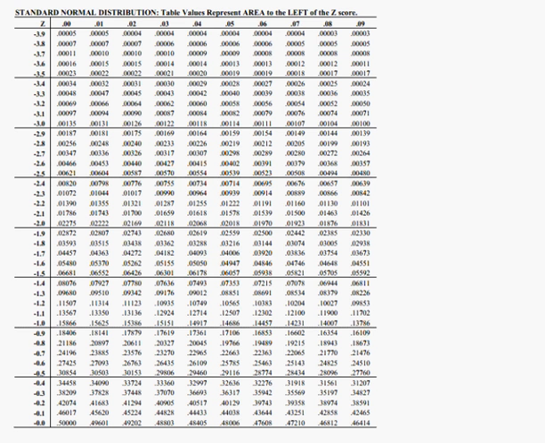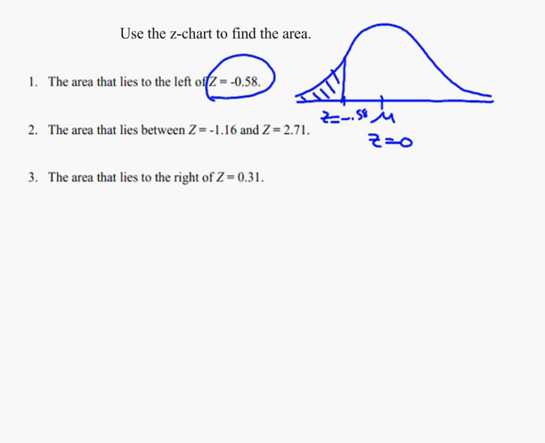So negative 0.58, it's down here, negative 0.5. Go over to the 8. Oh, that's incorrect. Go over to this 8. There we go. 0.2810 is most likely what your chart says. 0.2810. And that's it. That's the area.